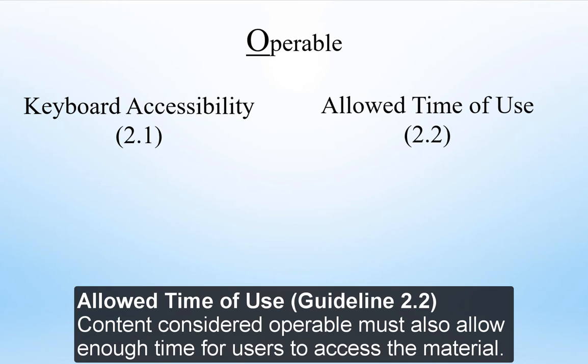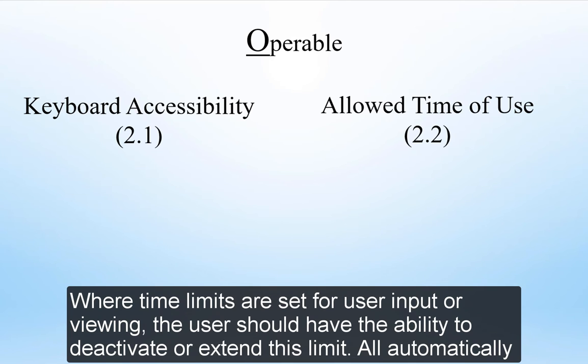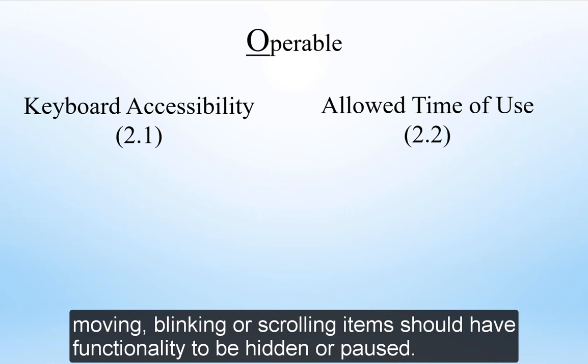Allowed time of use. Guideline 2.2. Content considered operable must also allow enough time for users to access the material. Where time limits are set for user input or viewing, the user should have the ability to deactivate or extend this limit. All automatically moving, blinking, or scrolling items should have functionality to be hidden or paused.